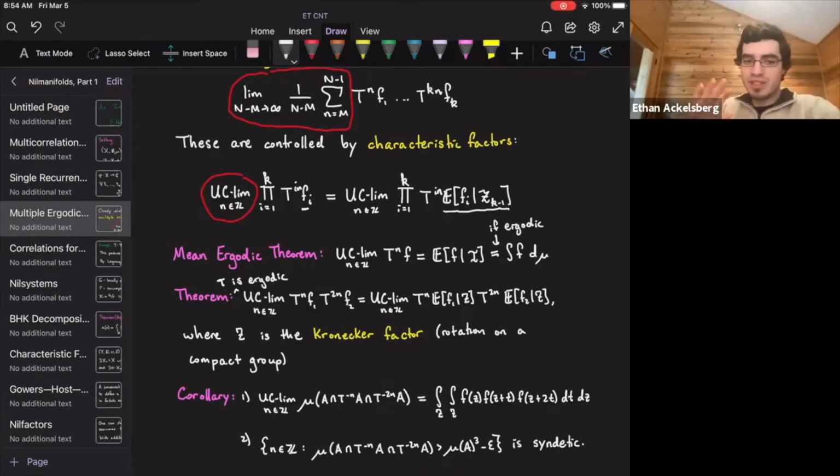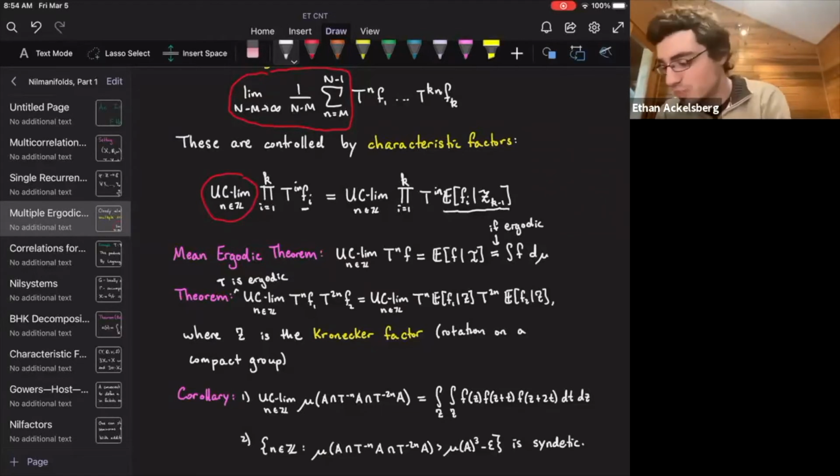Okay, so this is sort of the background picture, what happens up to the level of the Kronecker factor or compact group rotations. And already we've seen some useful results as consequences of this. So then I want to move into what happens for longer expressions. But are there any questions so far?